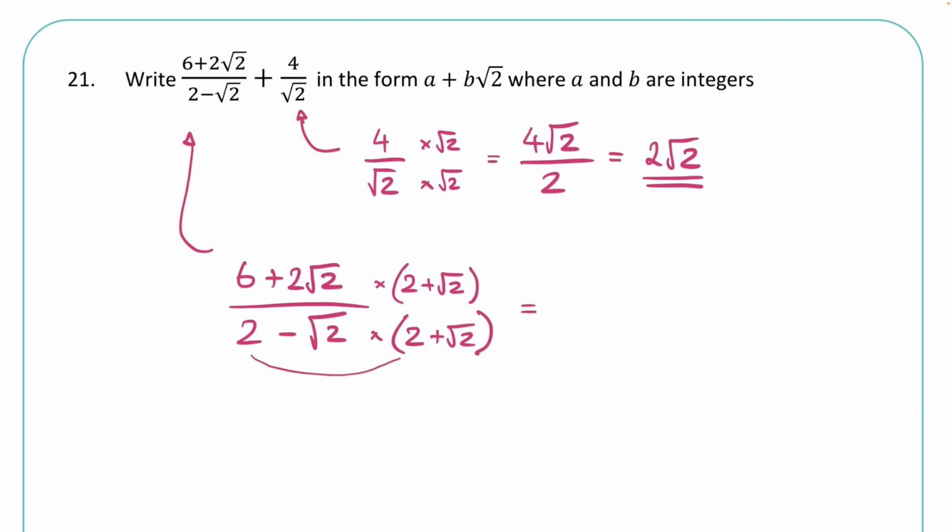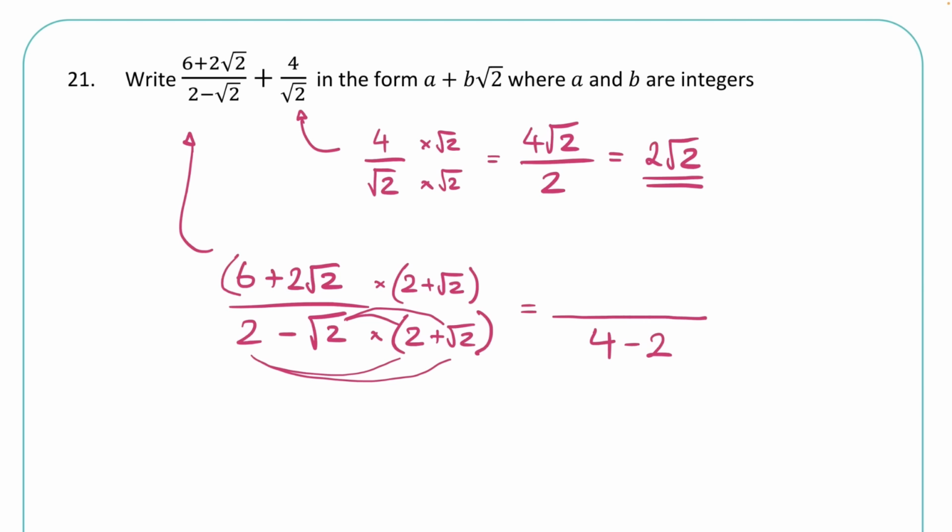2 times 2 is 4. The middle two cancel each other out because we get plus 2 root 2 minus 2 root 2. So they cancel each other out. And then root 2 times root 2 is 2. It's positive times negative. So 4 minus 2 as the denominator, which of course is just going to be 2, but we'll rewrite that in a moment.